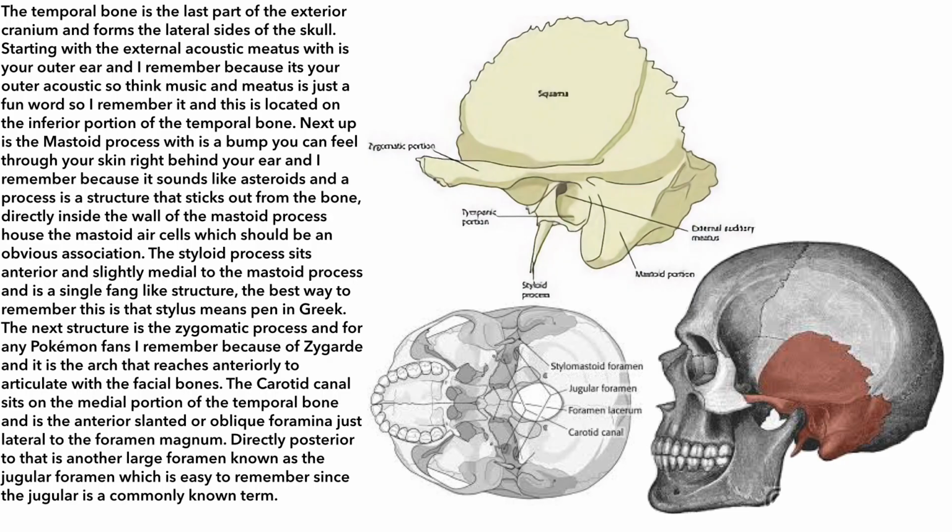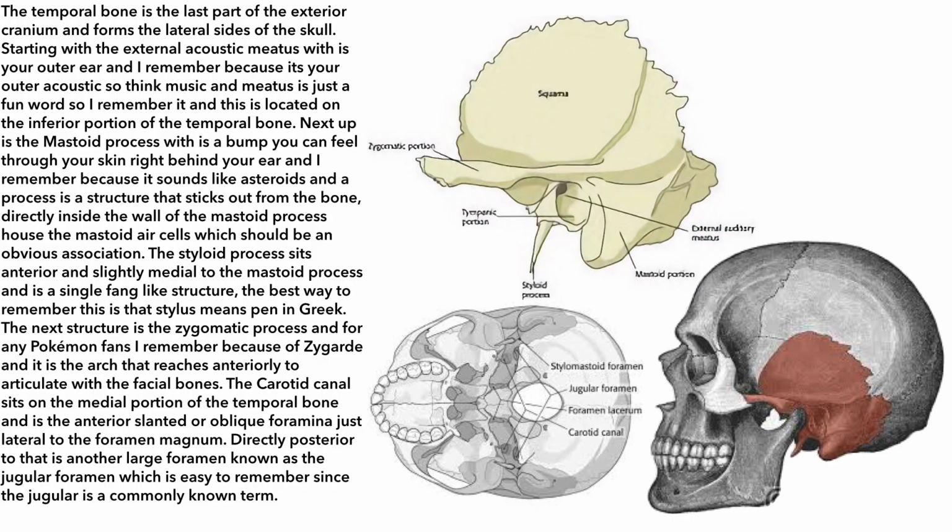Next up is the mastoid process, which is a bump you feel behind your ear, and I remember it because it sounds like asteroids. And that process is a structure that sticks out from the bone. Directly inside the wall of the mastoid process houses the mastoid air cells, which should be an obvious association.